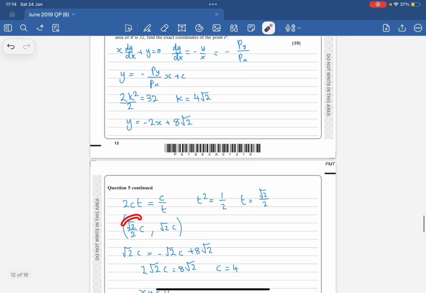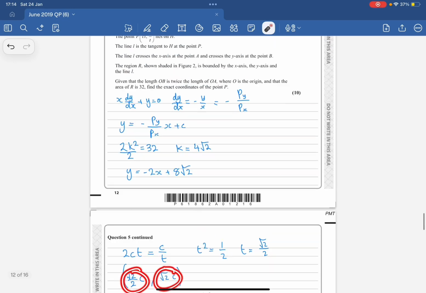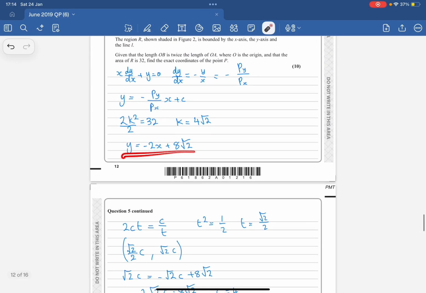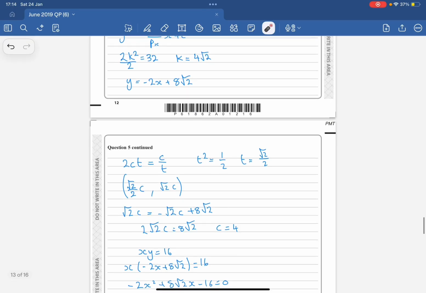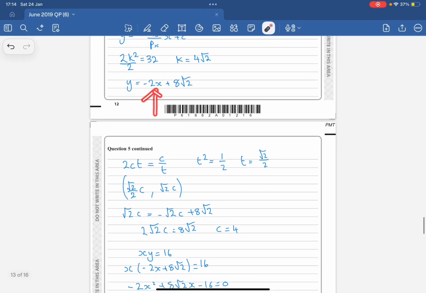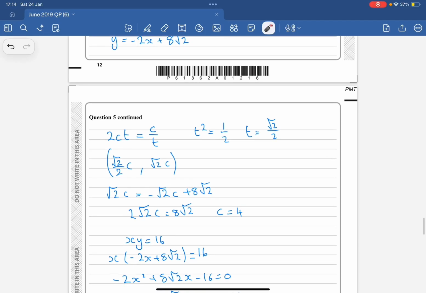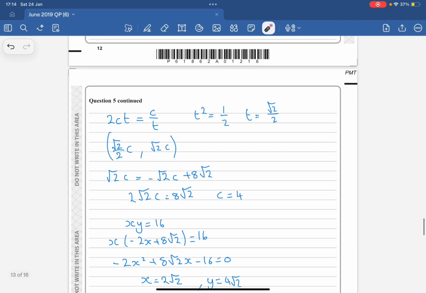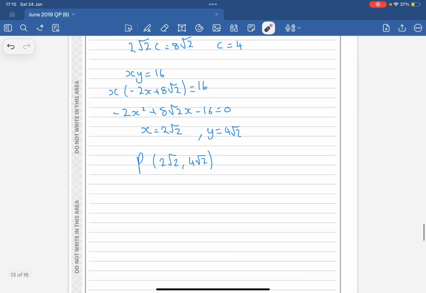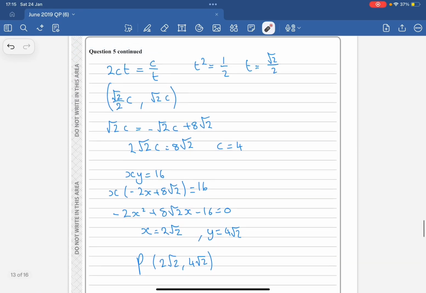So these coordinates, x and y, are not only present on the hyperbola, but also on the straight line. So we already have the full equation for the straight line, and we can just sub these points into this thing up here. And that nicely tells us that c is just going to be 4. So we have c as 4. So now we know this equation is just xy equals 16.